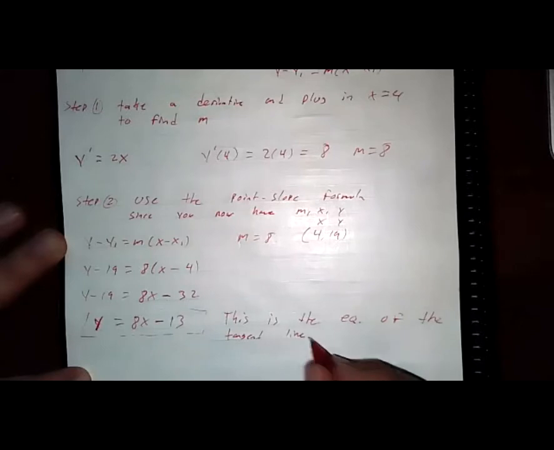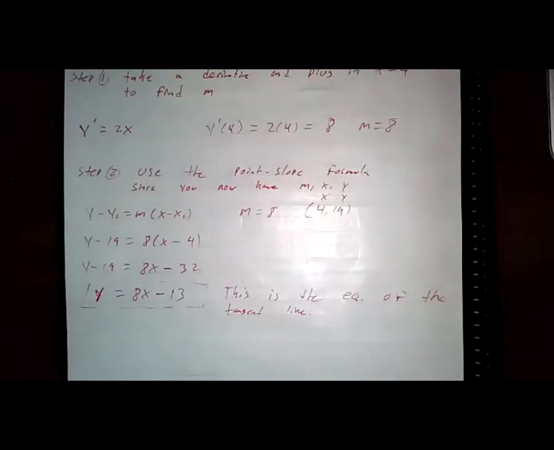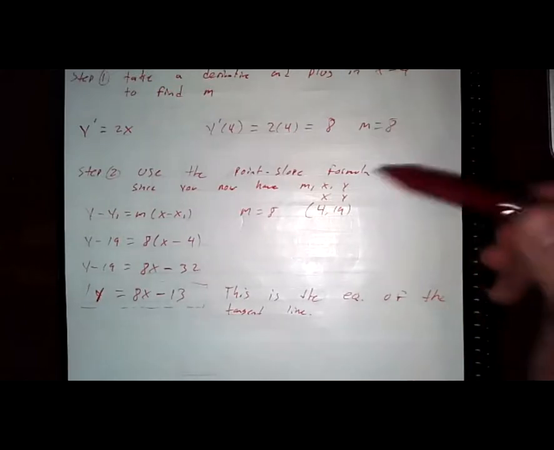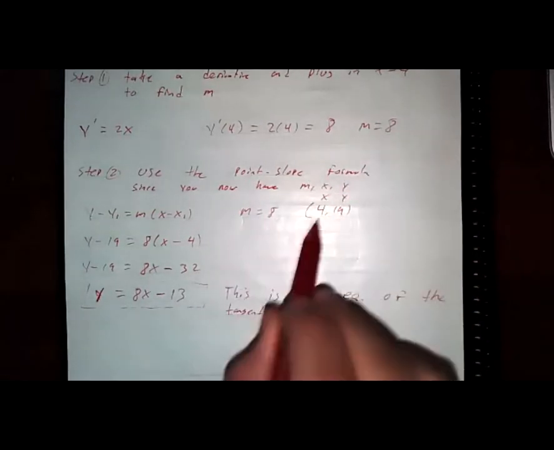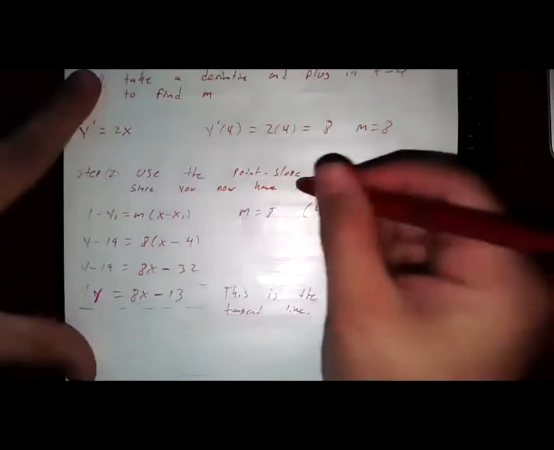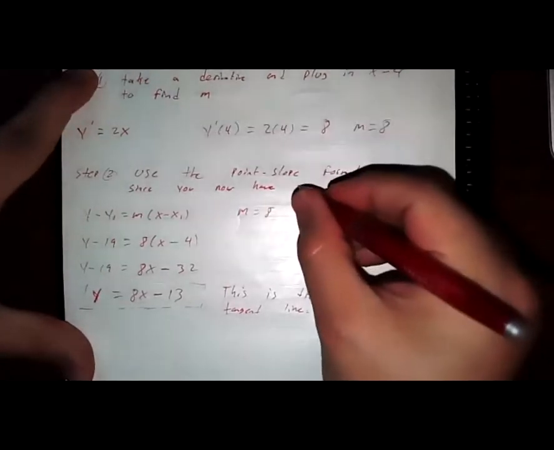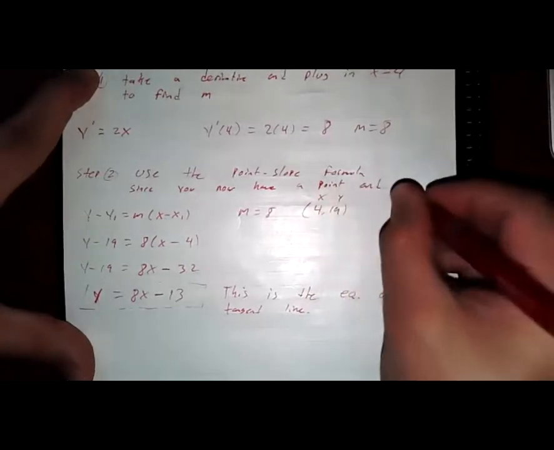Now, does this make more sense now that we're doing it a second or third time? Just what you put over here, use the point slope formula. Since you now have m, x, and y, which are these right here. I'll make it prettier, I guess. You have a point and a slope.